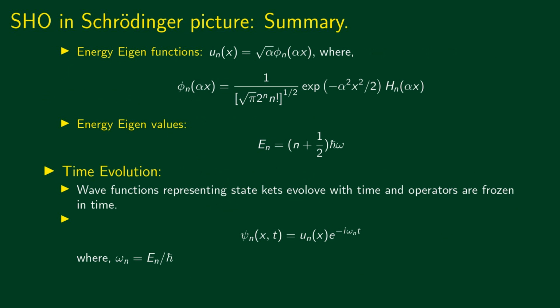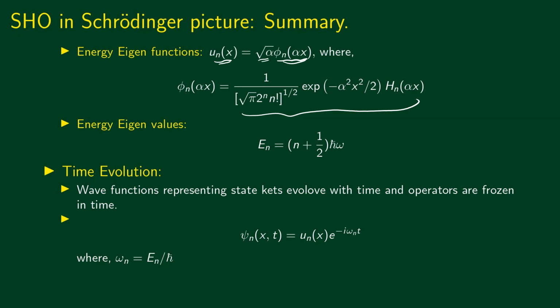And we saw that the normalized energy eigenfunctions un of x are square root of alpha phi n of alpha x, where phi n of alpha x is given in this standard form, which we already know. We already know the function called orthonormal Hermite functions. And the energy eigenvalues are repeated here: it's (n plus half) h bar omega.